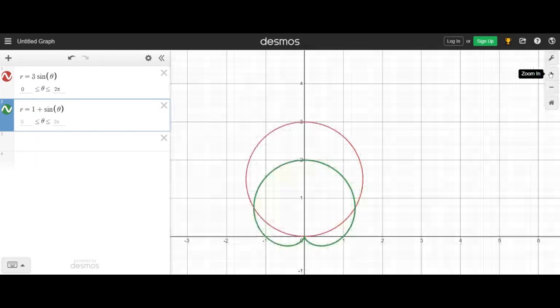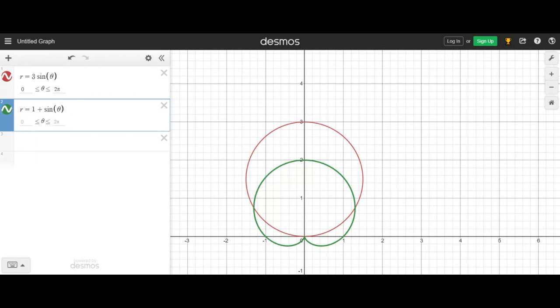Maybe we can zoom this up a little bit. All right, there's a picture. You have a red and a green graph. The red graph is the circle r equals 3 sine theta, and the green graph is the cardioid r equals 1 plus sine of theta. What we want is the area of the region that lies inside that red circle and outside the green cardioid.